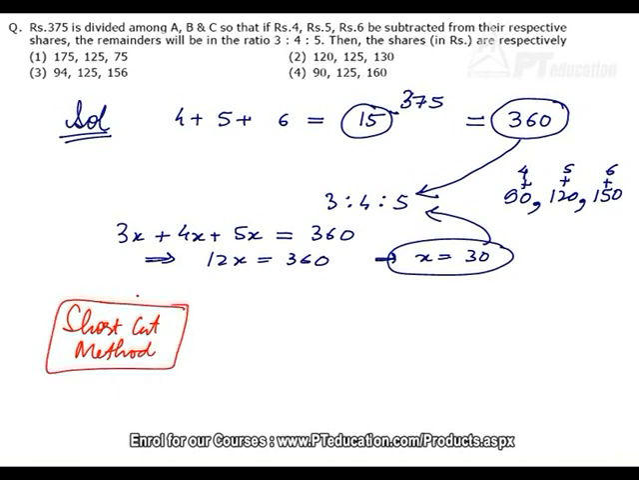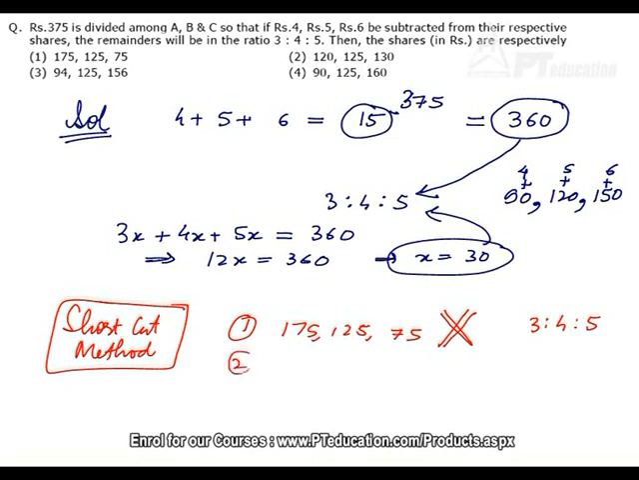Let's try and see. 375, you subtract 4, 5, 6, and the remainders are in the ratio 3:4:5. Then what are their original shares? Now look at the 4 options. Look at option number 1. Option 1 says 175, 125, 75. Now this option is patently wrong because this is a reducing ratio, whereas we are being asked an increasing ratio. So option 1 is directly ruled out.